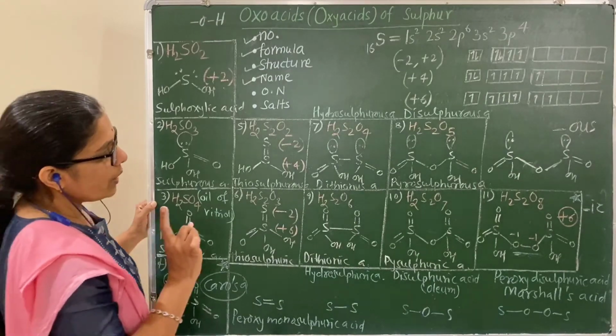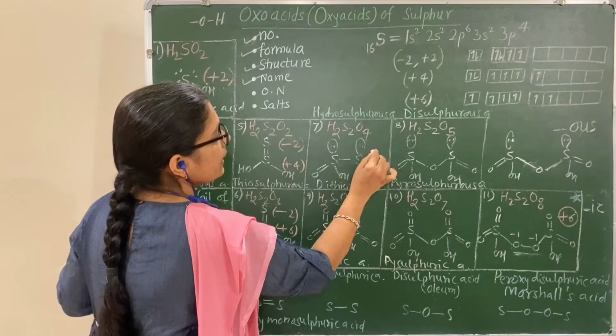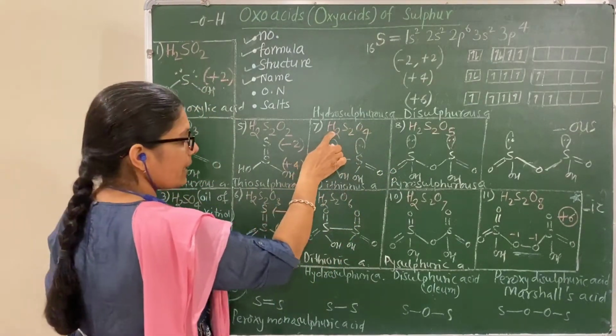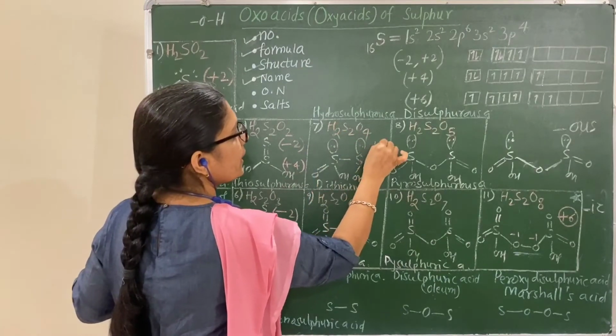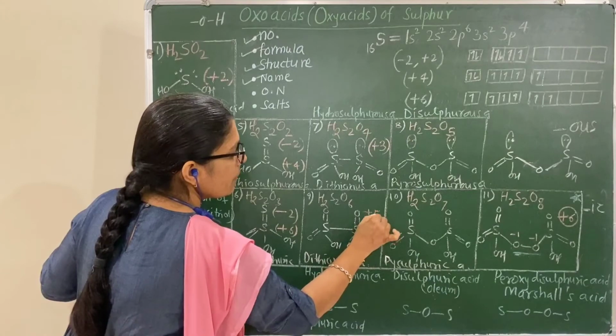Okay, now one more different here. See here, this sulfur is plus 3 because minus 8 plus 2 is minus 6, balanced by plus 6. Therefore, here it is plus 3. Similarly, you calculate, then it is plus 5.